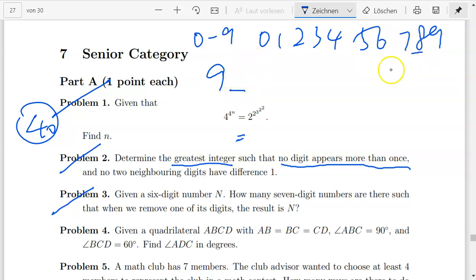So if we can't have 8, then we'll just put 7 over here. And then to the right of 7, we could have put in 8 or 6. No. So we'll just put 5 over here.